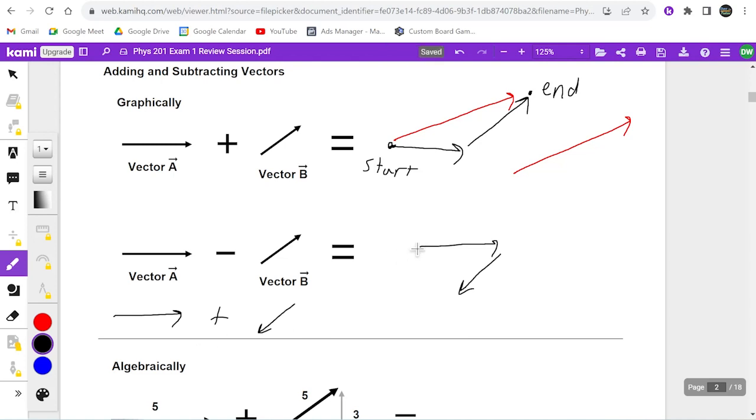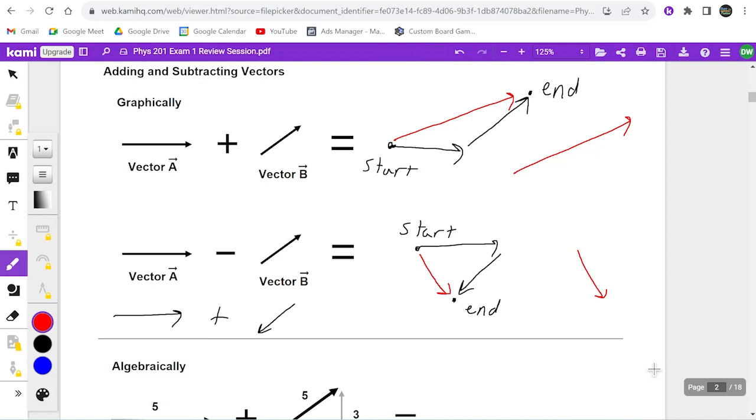And then again, I'm going to mark a start and an end. And then it points that way, or in other words, just the red line, down and to the right. Any questions on adding vectors with the graphs?